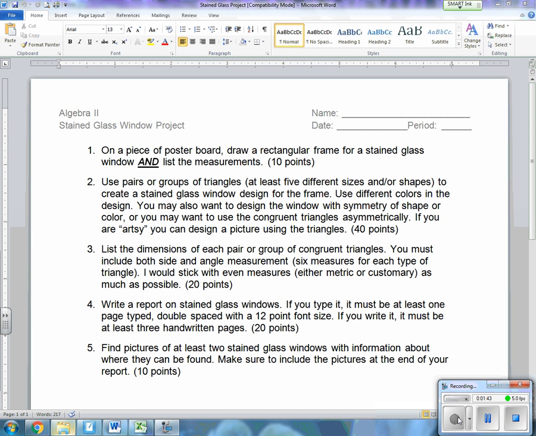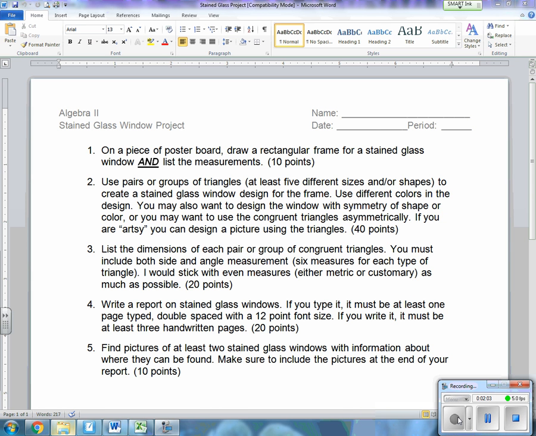And you want to use different colors in your design. If you want, you can use symmetry of shape or symmetry of colors to make your design. If you are artsy, you can make a picture like the two that I'm going to show you in just a minute. But that is 40 points.